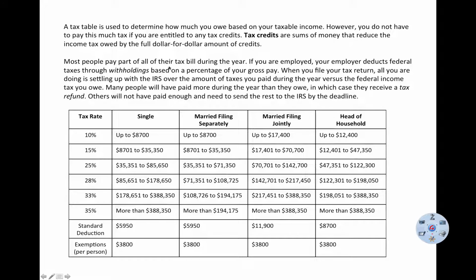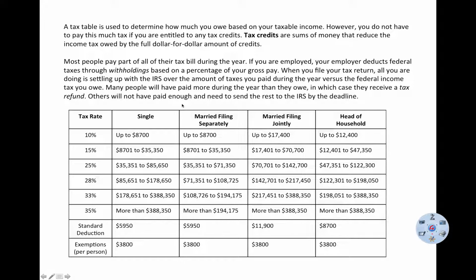Most people pay part or all of their tax bill during the year. If you're employed, your employer deducts federal taxes through withholdings based on a percentage of your gross pay. When you file your tax return, all you're doing is settling up with the IRS over the amount of taxes you paid during the year versus the federal income tax you owe. Many people will have paid more during the year than they owe, in which case they receive a tax refund. Others will not have paid enough and need to send the rest to the IRS by the deadline.